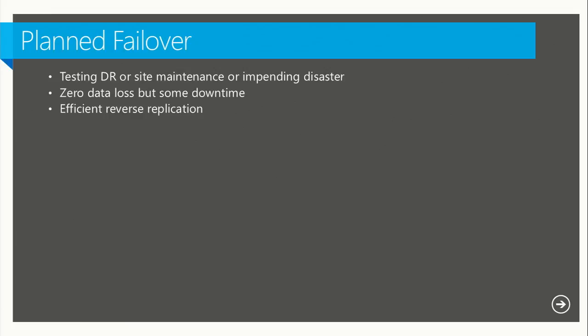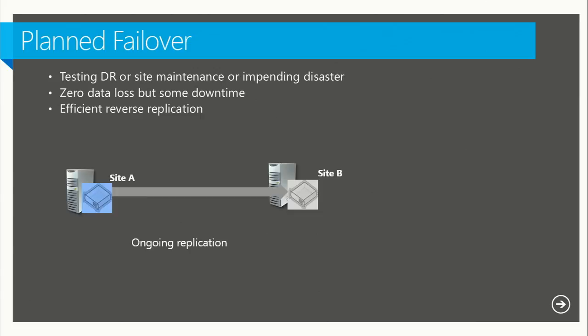In this case, there's 0 data loss. You will not lose a single file, a single bit, a single whatever you're doing with that server. However, you will have some downtime. When you do planned failover, there is some downtime. Cool thing about this is it's got efficient reverse replication. So what's happening is, during the normal day, you've got an ongoing replication. Your virtual machines are replicated to site B.